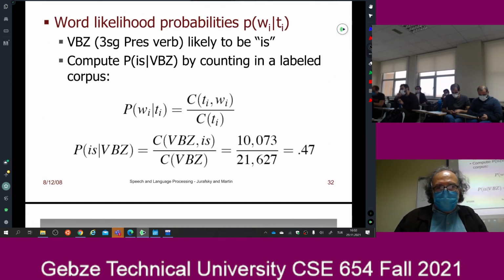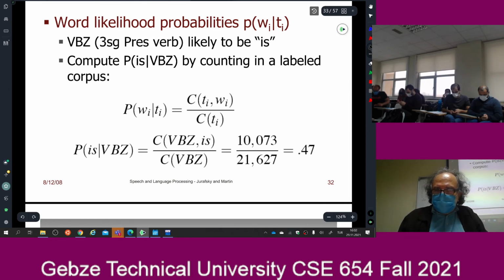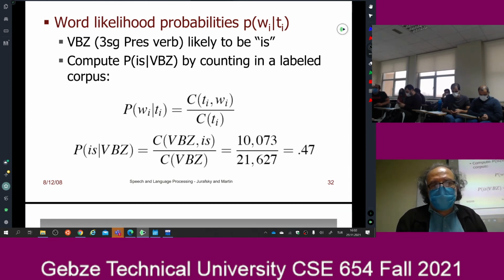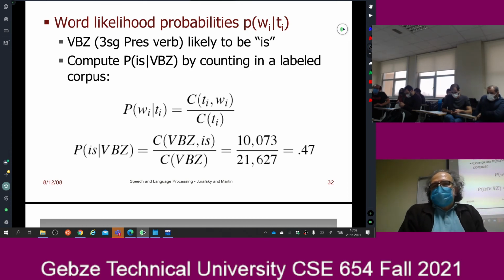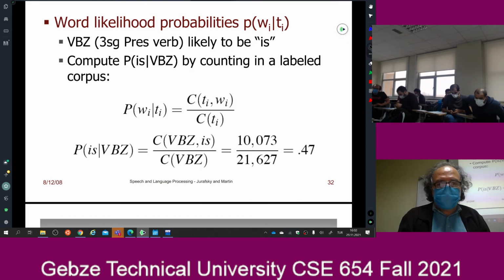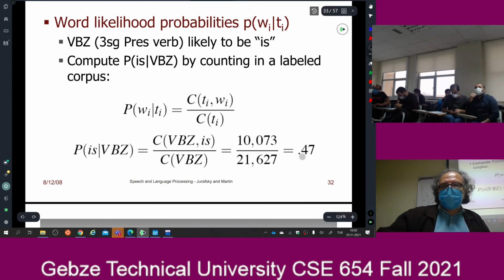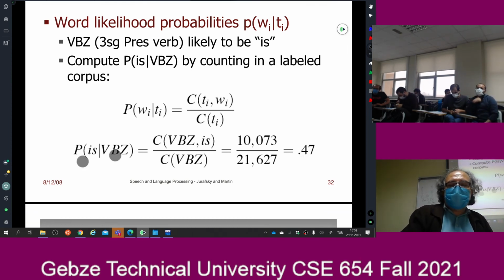This is how we do that. VBZ, how many times did VBZ happen? Out of them, how many of them is, and this is actually a very high probability. It is happening almost half the time. This is quite common. Well, I would expect maybe 10%. Well, this is statistics, and it is all surprises. So this one is likelihood.